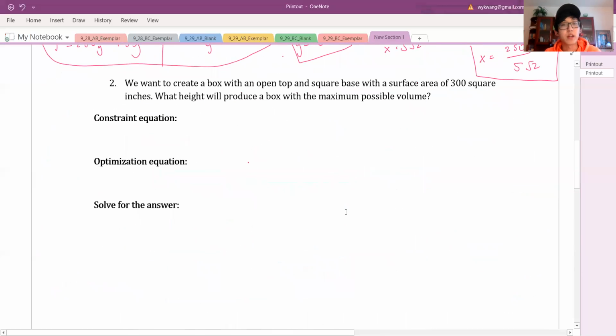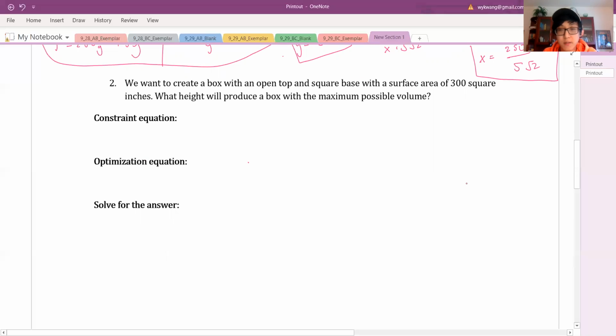Now for the second problem, we want to create a box with an open top and square base with a surface area of 300 square inches. What height will produce a box with maximum possible volume? So I'm just going to do this problem for everyone, just because I think this is going to be pretty difficult. So first we want to create a box with an open top and a square base.